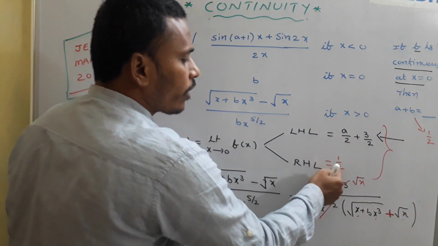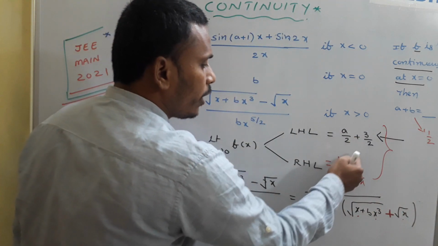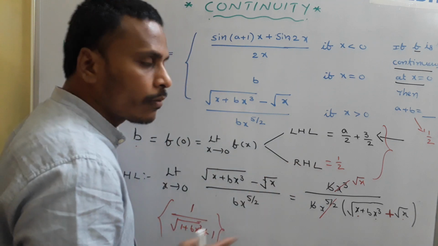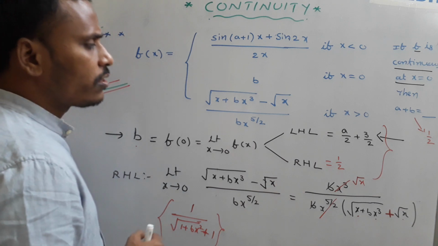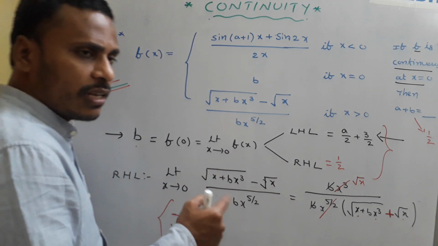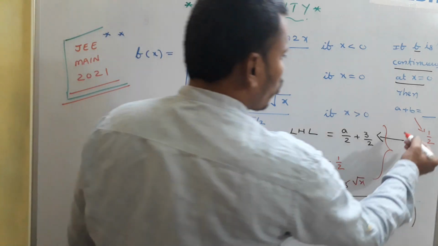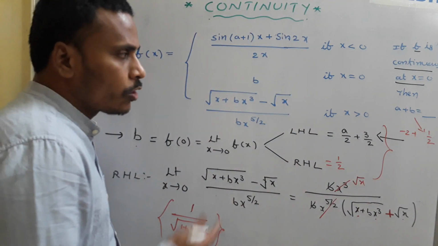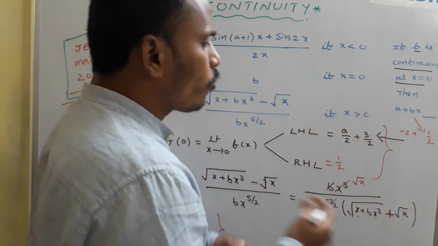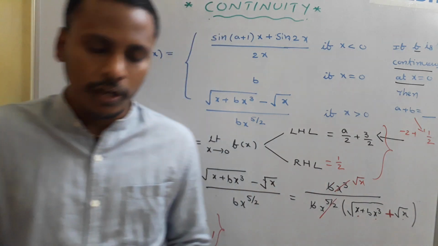And then when you equalize the other two, a by 2 plus 3 by 2 is equal to 1 by 2. On simplification you will get a by 2 equals 1 by 2 minus 3 by 2, which is minus 2 by 2, so a is minus 2. So a is minus 2, b is 1 by 2. If you add a plus b, you will get the required answer. Okay, have a look.